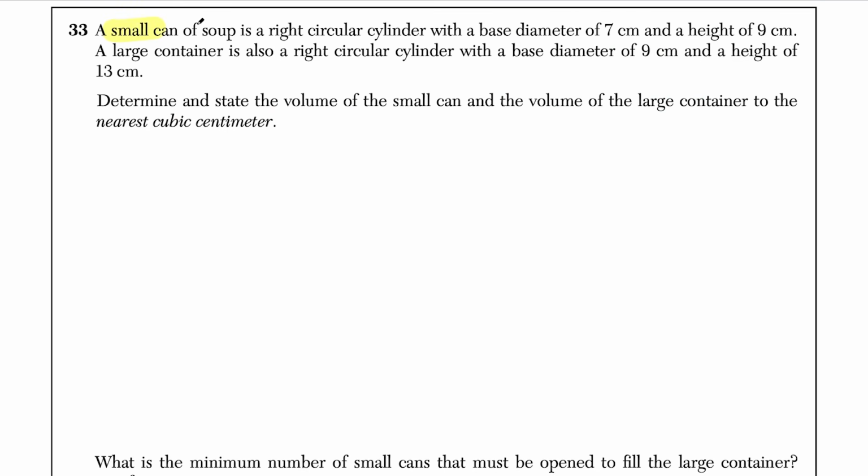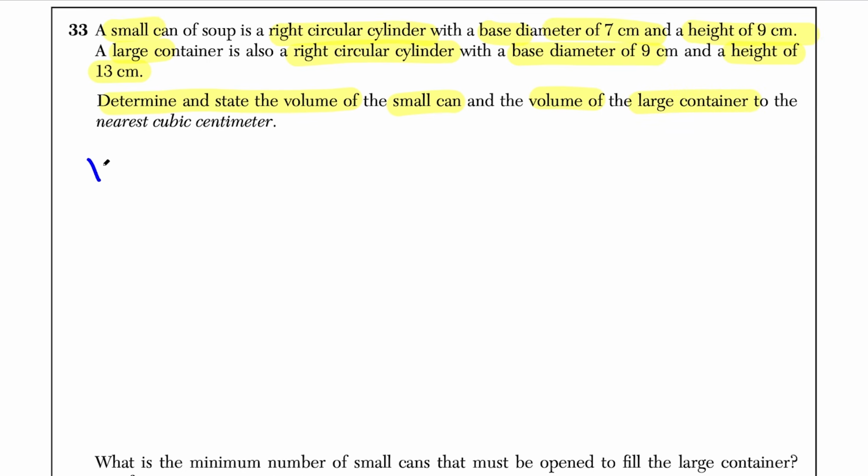Question 33, we have a small can of soup is a right circular cylinder with a base diameter of 7 centimeters and a height of 9 centimeters. Then we have a large container is also a right circular cylinder with a base diameter of 9 centimeters and a height of 13 centimeters. And now for the actual question, we have to determine and state the volume of the small can and the volume of the large container to the nearest cubic centimeter.